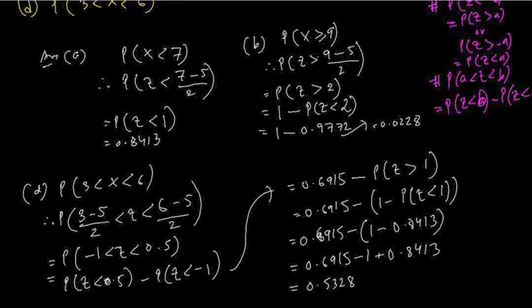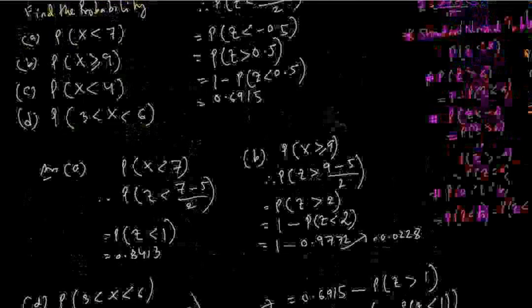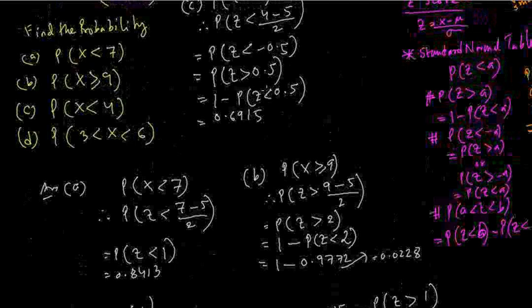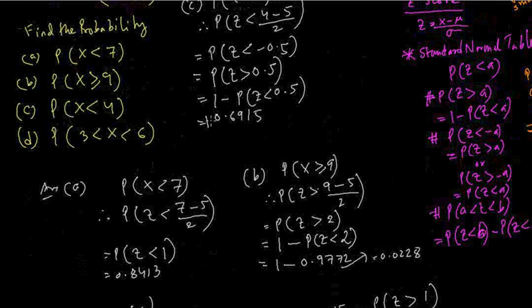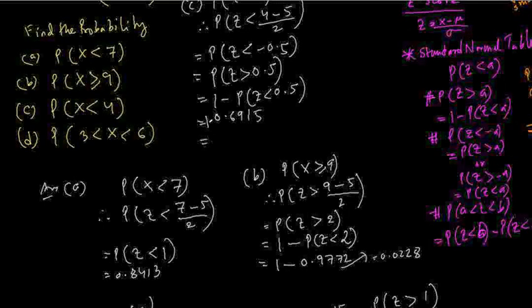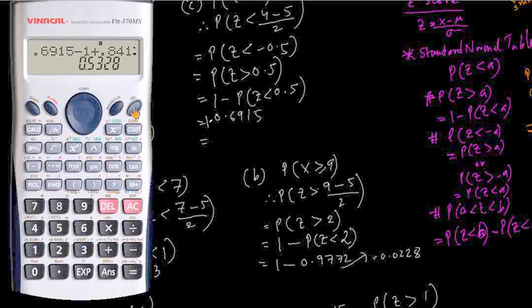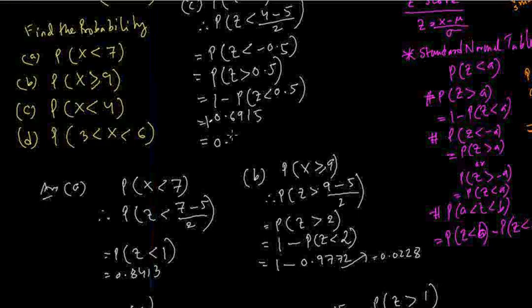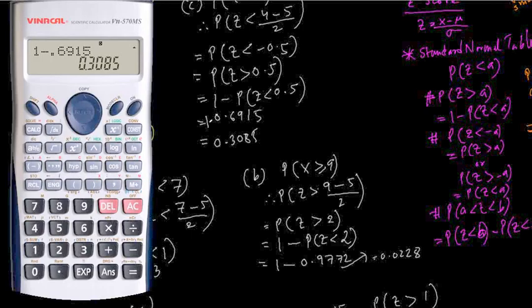One thing that I can notice here: if z is less than 0.5 is 0.6915, we have to do 1 minus here. So this time it's not done yet completely, so this should be 1 minus 0.6915. This is going to be 0.3085, so 0.3085. Yep, that's the idea.